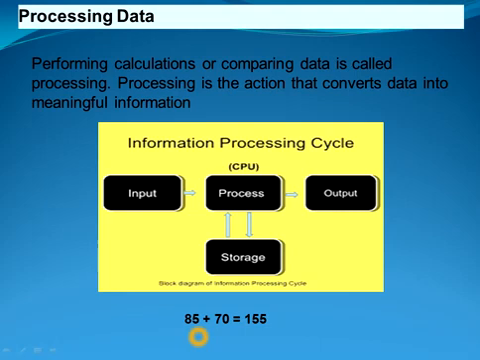For example, you want to add two numbers, 85 and 70. So 85 and 70 both act as an input for a computer, and the addition function plus is a processing action for a computer, and the output, which is 155, is the output after processing by the CPU.